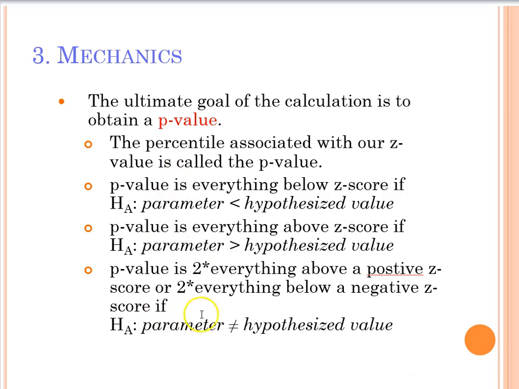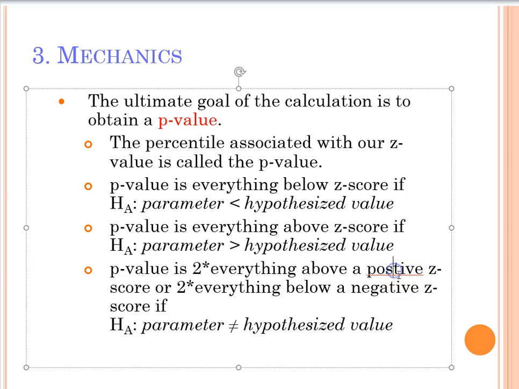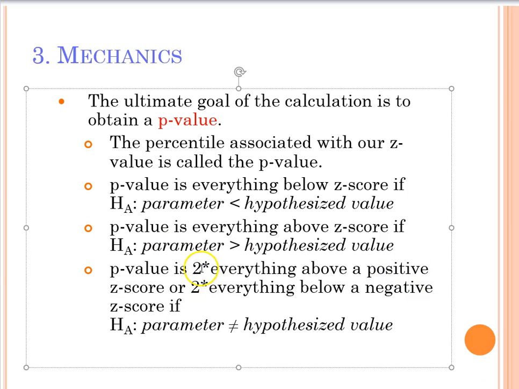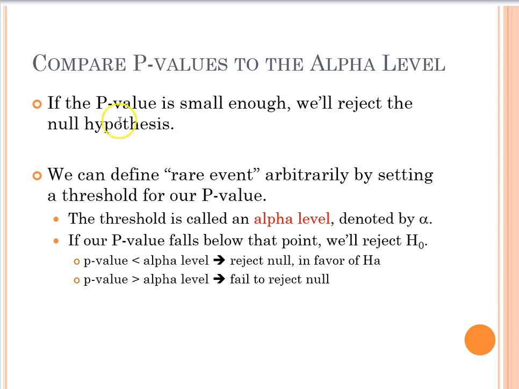For the two-tailed tests, it's a little bit more complicated. You can look at everything above a positive z-score. That gives you half of the area, and then you just times it by 2. If you have a negative z-score, you're going to look at everything below and then times by 2. That's for a two-tailed test. So once we have our p-value, we compare it to the alpha level. So remember, the alpha level is sort of the standard that we're requiring from our evidence, and the p-value is the amount of evidence that we have, except that it works in reverse.